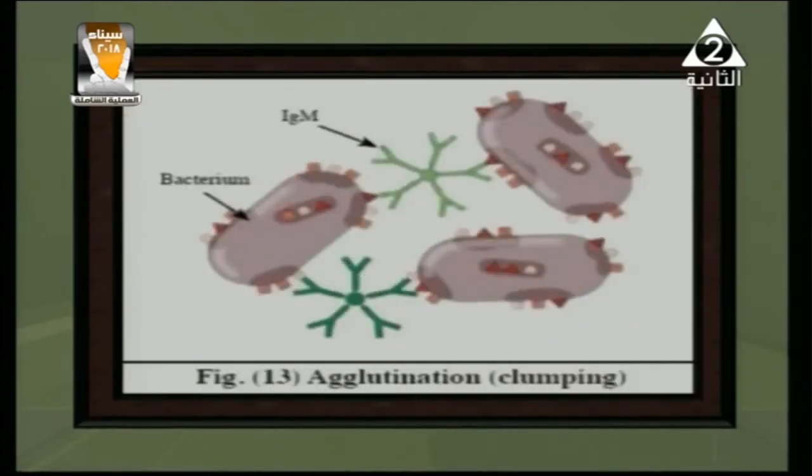This is a picture that shows us the agglutination or clumping of antibody, which is IgM, immunoglobulin M, with the bacterial cells. As you see, it has more than one binding site, so it can bind 2 or 3 at the same time of the pathogen, or bacterial cells, or any pathogen inside the body.